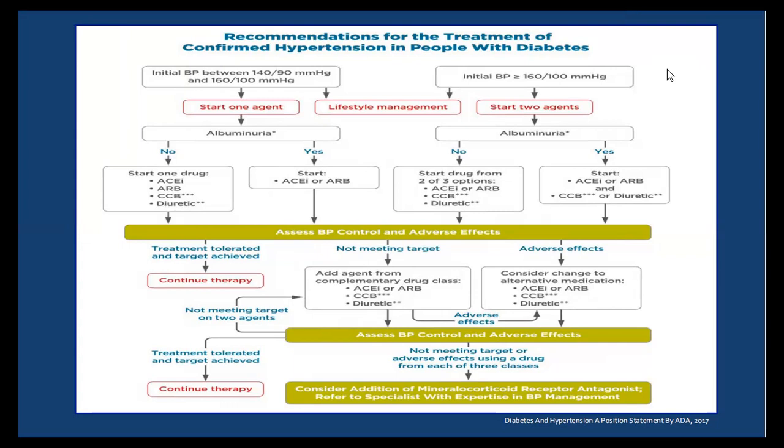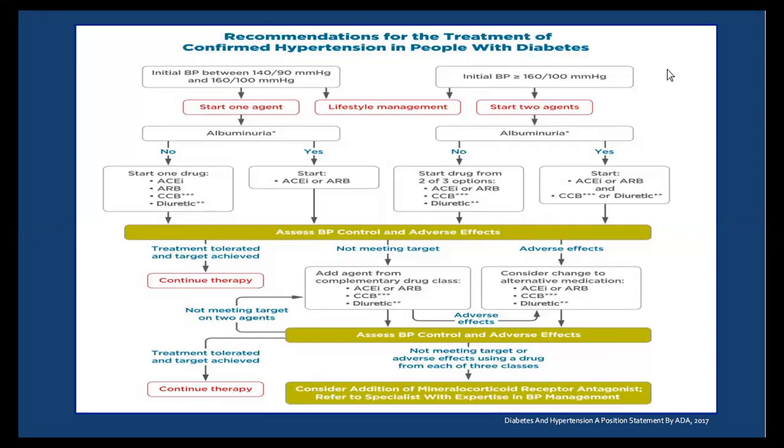Then if you have not met the target with the two agents, you can go back again and do it again, adding another agent. If the blood pressure is not controlled despite that, then you consider adding things like mineralocorticoid receptor antagonists, or you can refer to a specialist for further management. But if the treatment is tolerated and you're achieving the target, then you continue the treatment.